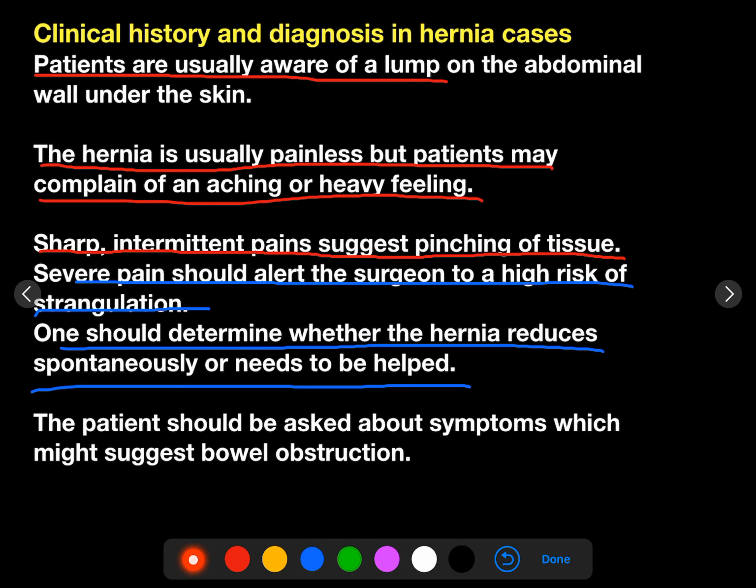The patient should be asked about symptoms which might suggest bowel obstruction. What are the symptoms of bowel obstruction? Abdominal pain, colicky in nature, vomiting, distension, and lastly constipation. But of course if he comes as an emergency, constipation is not of importance; the most important are colicky abdominal pain, vomiting, and distension.